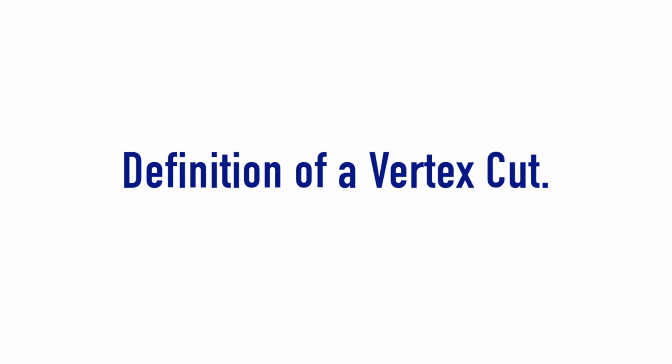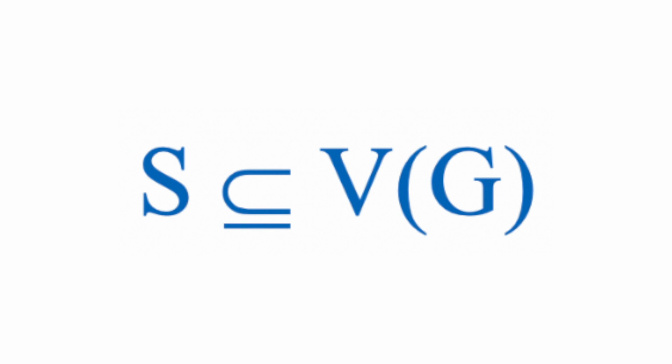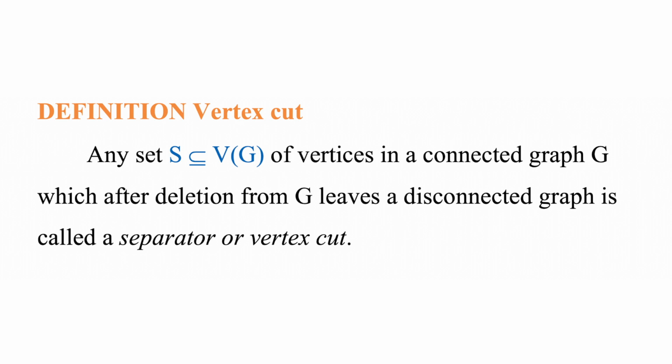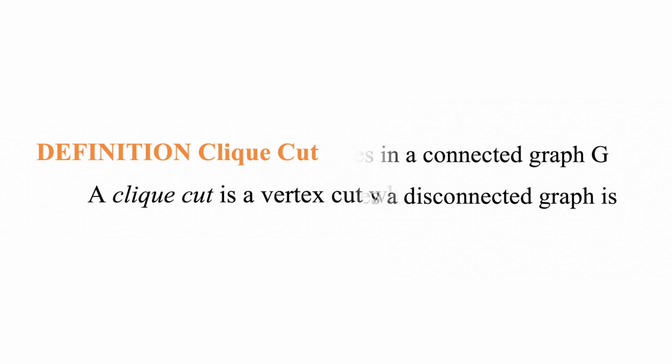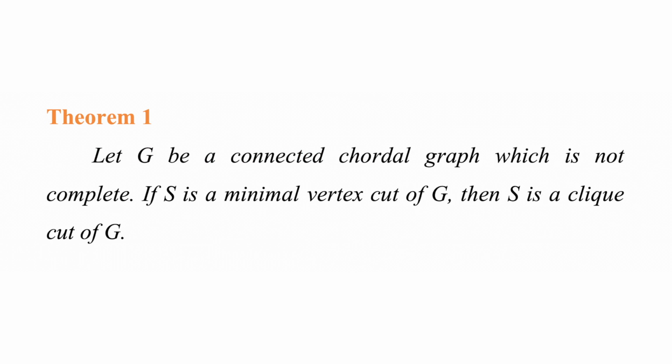Now, let us see the definition of a vertex cut. A vertex cut is any set S, a subset of V of G, that is the set of all vertices, in a connected graph G, which after deletion from G leaves a disconnected graph; it is called a separator or vertex cut. Now, let us see the definition of a clique cut. A clique cut is a vertex cut which is also a clique. Now, let us see the following theorem.